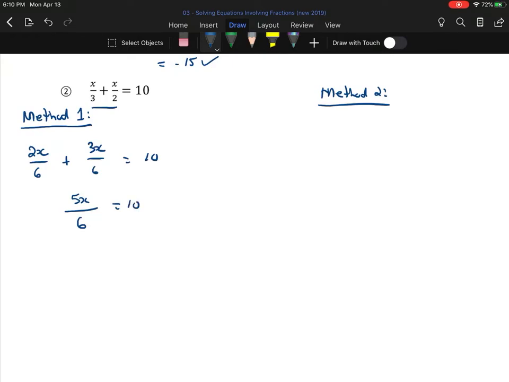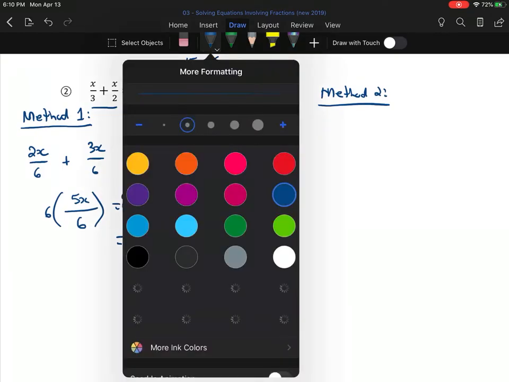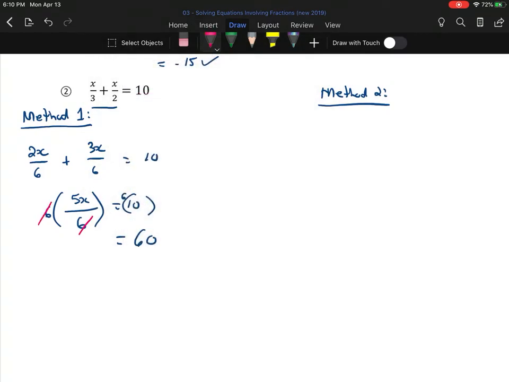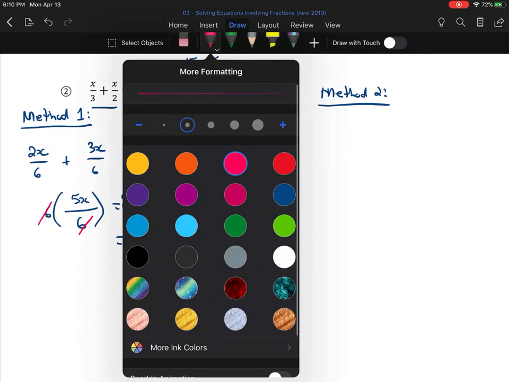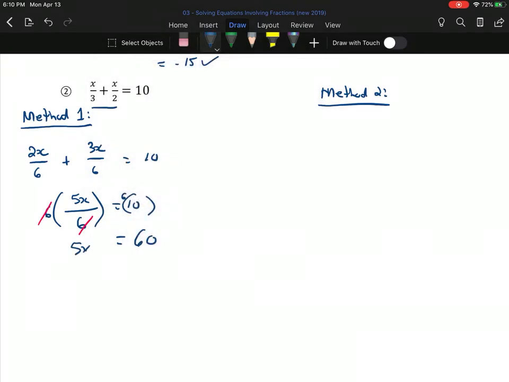Keep the denominator the same, add the numerators, and now I'm ready to do what I did in the previous questions. The opposite of dividing by 6 is multiply by 6, so I'm going to multiply this side by 6. I'm going to multiply this side by 6. Over here, I get 60. Over here, the 6's cancel. And I get 5x equals 60. The opposite of multiplying by 5 is divide by 5. So I'm going to divide both sides by 5, and I get x equals 12.